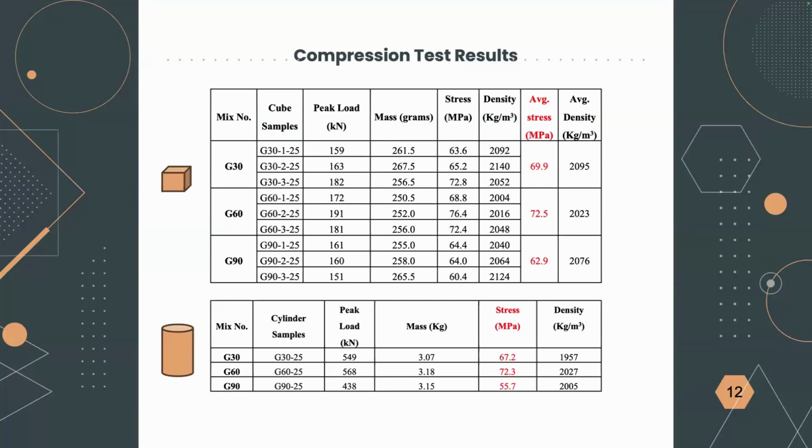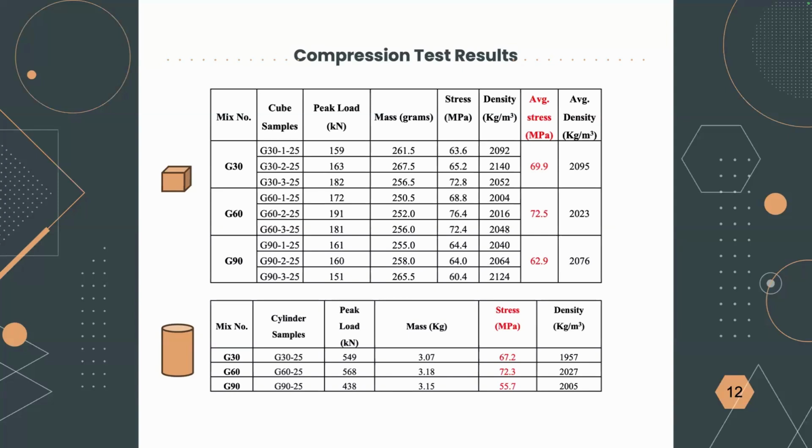So what can we draw as a conclusion from this table? We can conclude that while we are increasing the GGBS level up to 60%, we can get an extra addition in the compressive strength. However, beyond that point, we would get a decreasing value at 62.9. So the bottom line here is to choose the G60 mix in your construction applications.